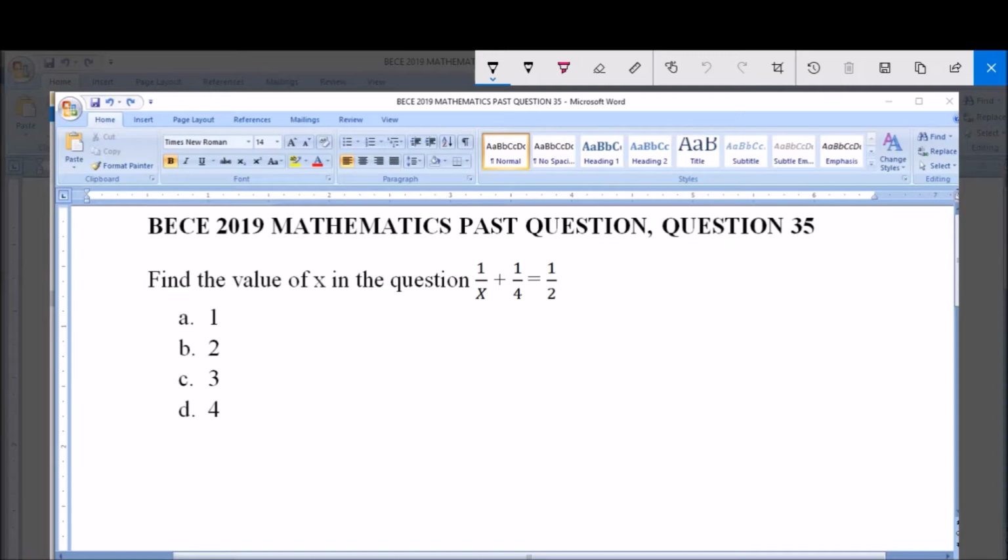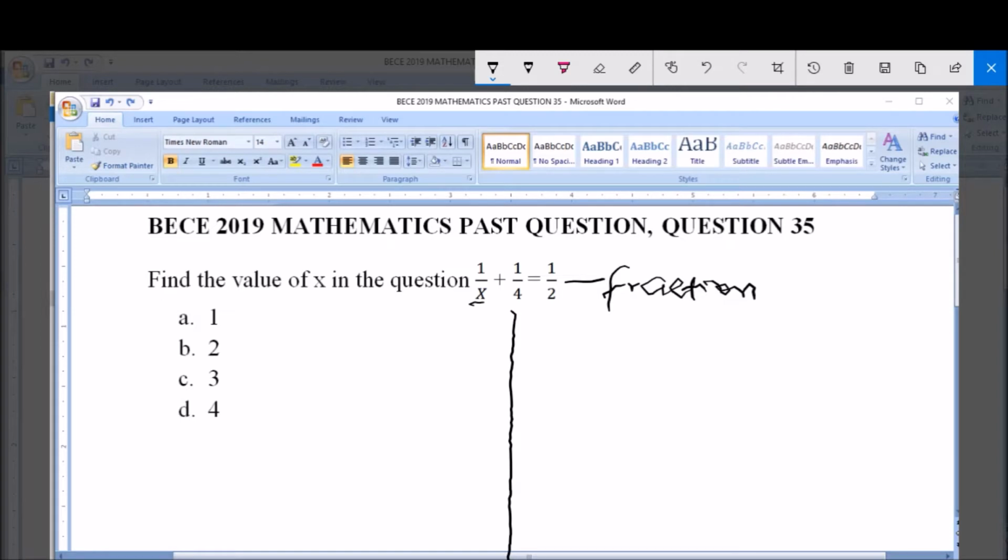So we have to find the value of x in this equation, and as we can see, this equation is given to us in fractions. So we have to simplify these fractions and find the value of x, which is the unknown. Let me divide this page into 2 so that we can have enough space for our calculation.